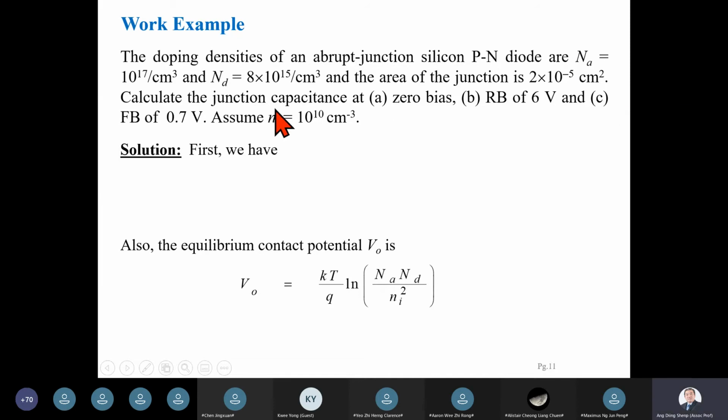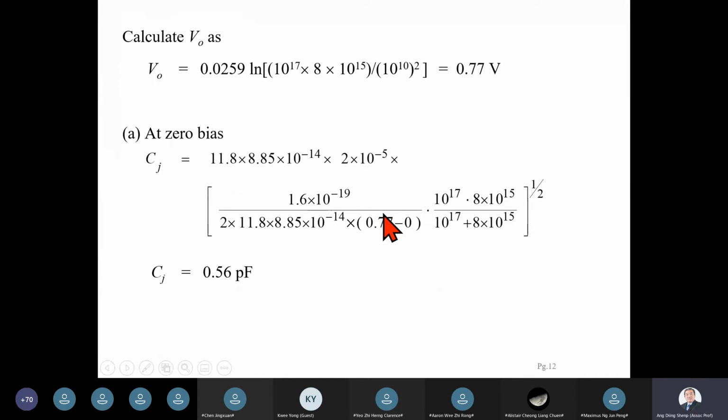Calculate the junction capacitance at 0 bias, at reverse bias of 6 volts, and forward bias of 0.7 volts. Okay, in order to do that, you first need to determine the built-in potential, because you need to use this in the expression for CJ or in the expression for W. So we need to calculate the built-in potential, and after that you can calculate the junction capacitance. Okay, so let's do the exercise.